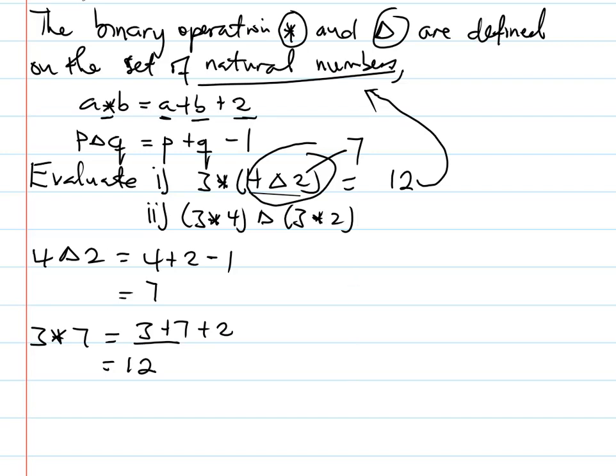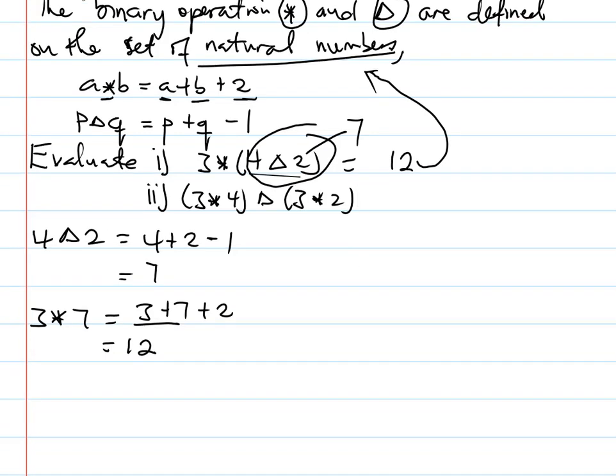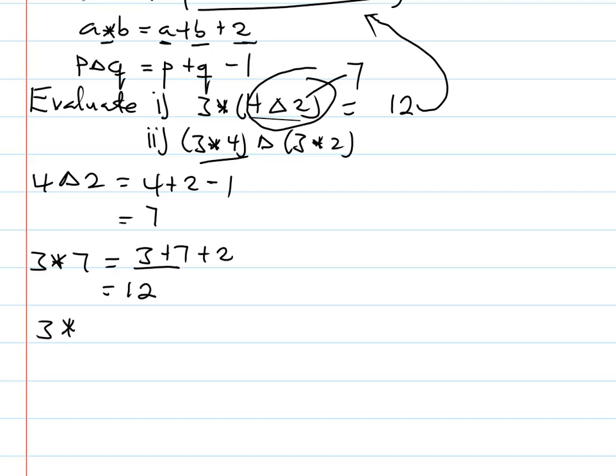Let's look at the last part. 3 star 4, all in brackets, delta 3 star 2. So we do the ones in the bracket first. So let's first perform 3 star 4. Now what is the definition of star? Star is saying that add the two numbers and add 2 to it. So we have 3 plus 4 plus 2. And that will give us 3 plus 4 will give us 7. 7 plus 2 will give us 9.